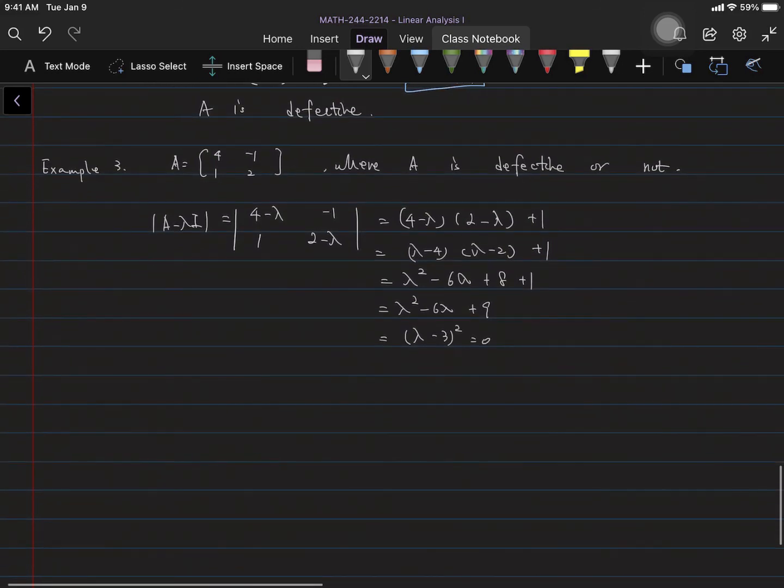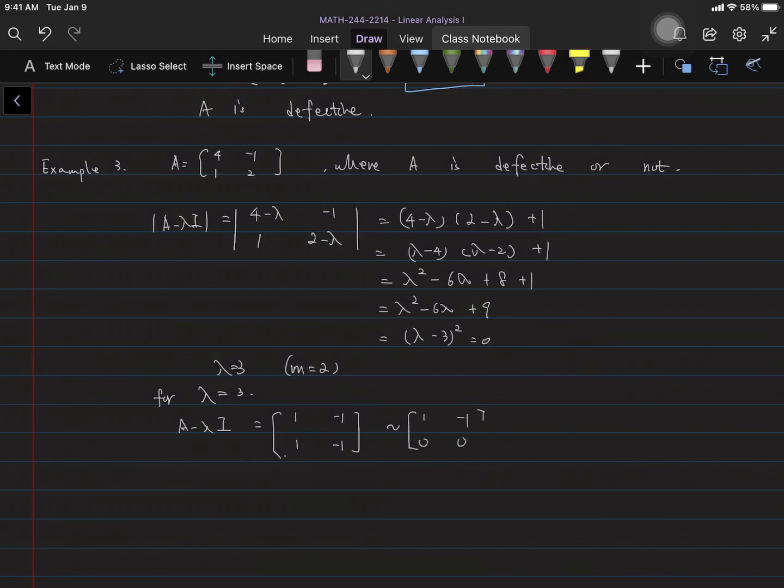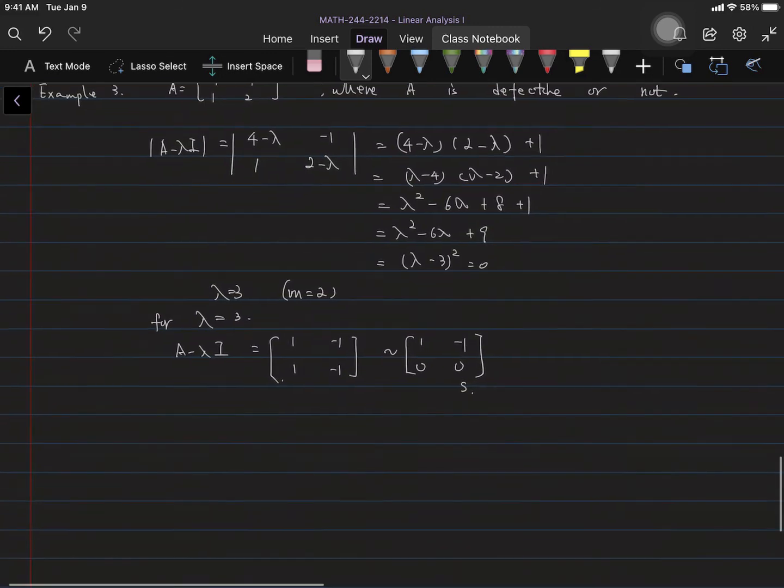equals 0. So we get one eigenvalue, lambda equals 3 with multiplicity equals 2. And definitely we only have one eigenvalue. We plug in this. And 4 minus 3 should be 1, -1, 1. 2 minus 3, -1. Reduce this into row echelon. 1, -1, 0, 0. We have a free variable. Whichever column has no leading one is the free variable.